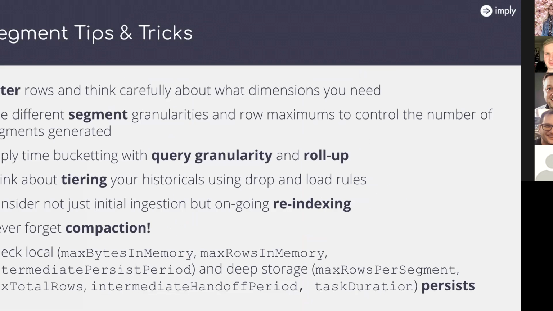So, more tips and tricks for you. Filter wisely. Think about what dimensions you need. Think about different segment granularities and different row maximums, because that controls the number of segments generated during ingestion. Use time bucketing widely and roll up wisely. I've seen people who have been getting 100:1 ratios and still being able to fulfill what the end users require. Think about tiering. Use drop and load rules effectively.